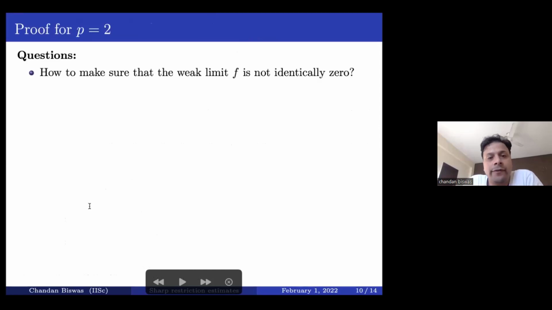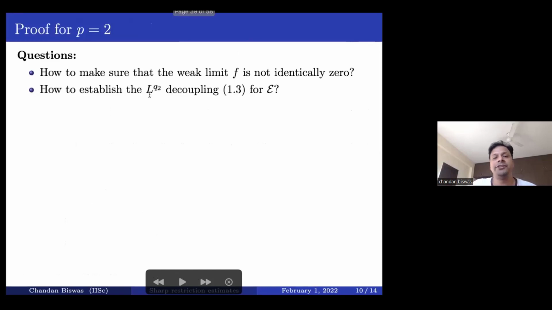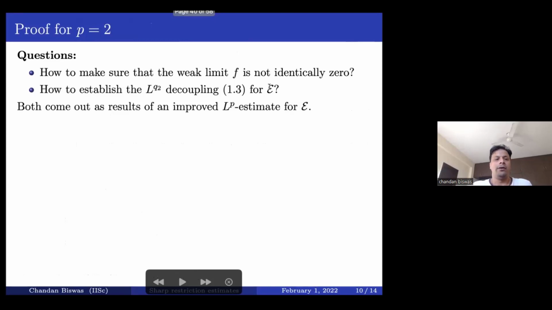So the question is, how do we make sure that the weak limit F is not identically 0? Given an extremizer sequence, just because it's bounded, passing to a subsequence, it will converge to a weak limit. You want to make sure that the weak limit is not identically 0, that the L2 norm of F is not 0. And the second thing is, how do you establish that L^{q2} decoupling for the extension operator? Both of them come out as results of an improved L^p estimate for the extension operator.